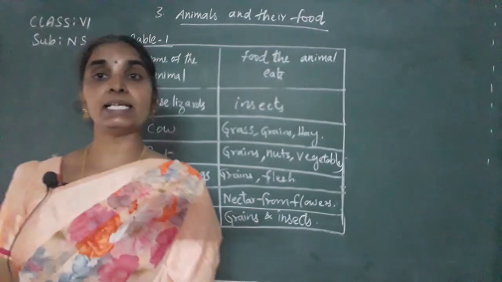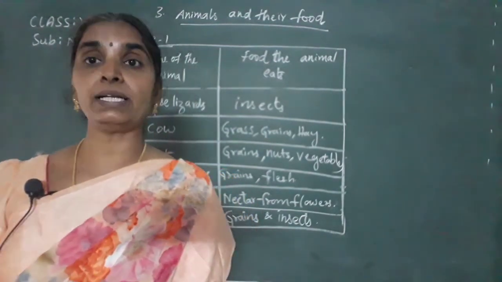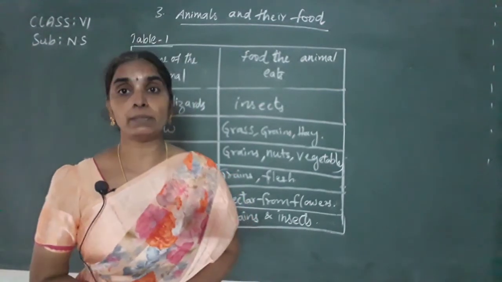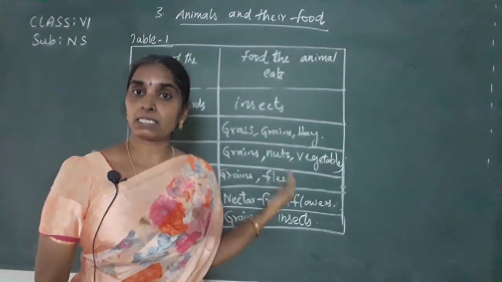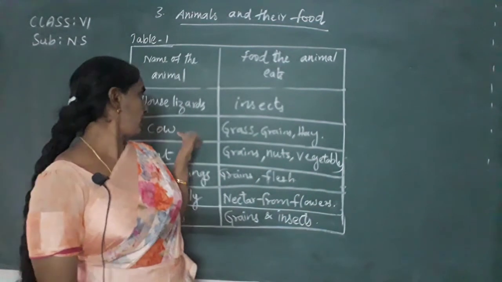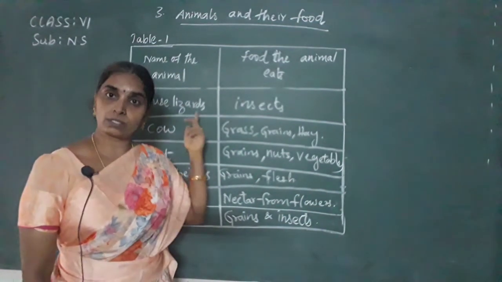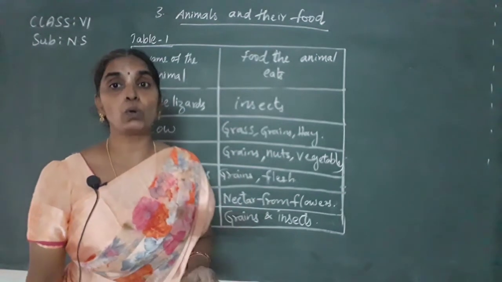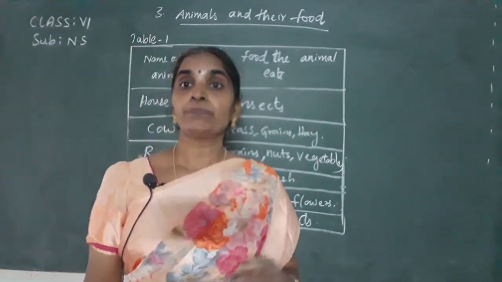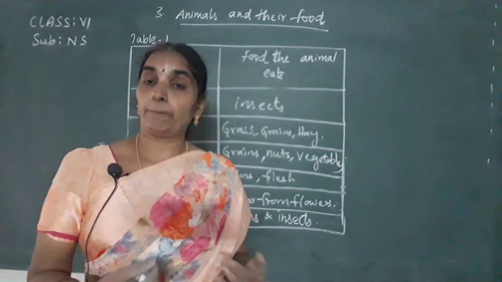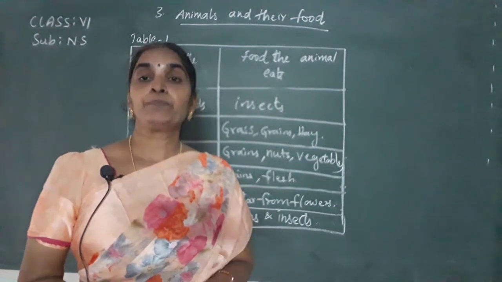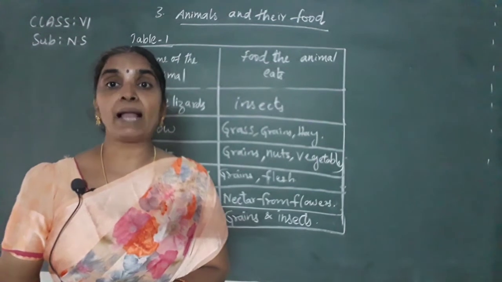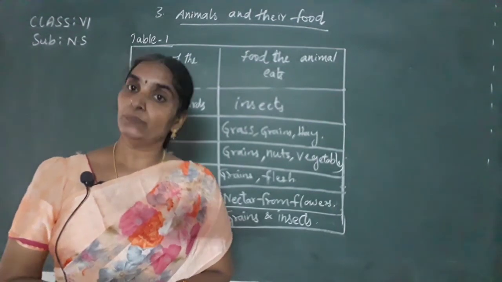Now seeing these food habits of different animals, you can come to the conclusion that some animals depend on plants for food. Like cow here we have seen, and also the buffalo. Like this, cow, buffalo, goat, sheep, donkey, elephant, parrot. If you see all these, you can see that they depend only on plants and plant products for their food.